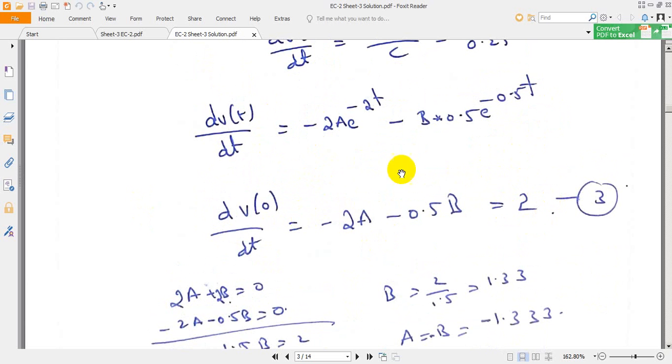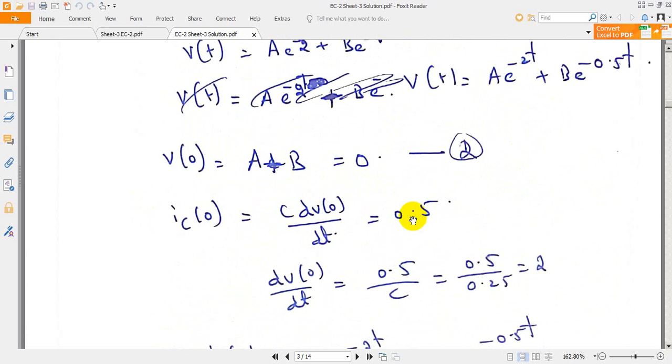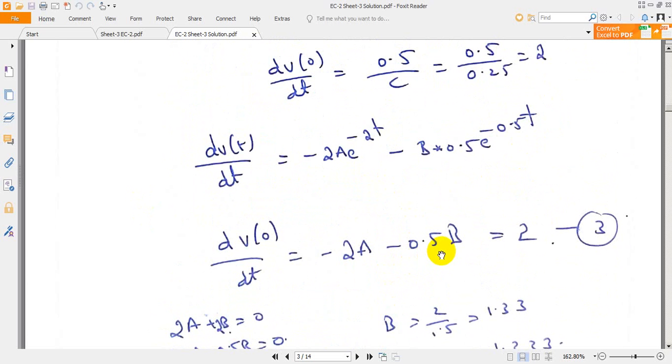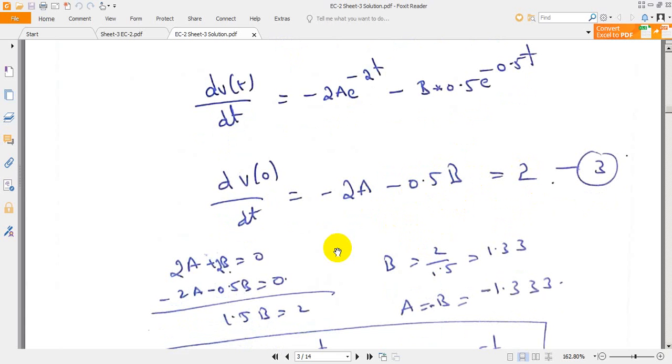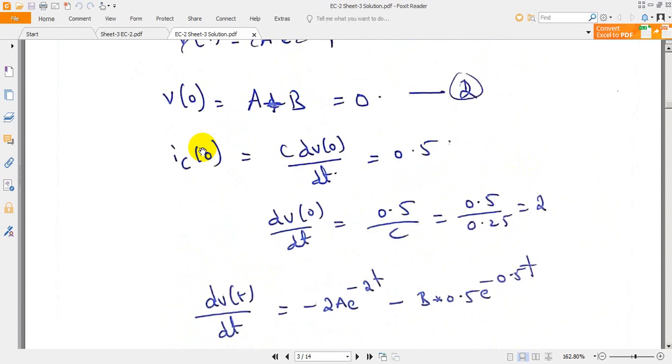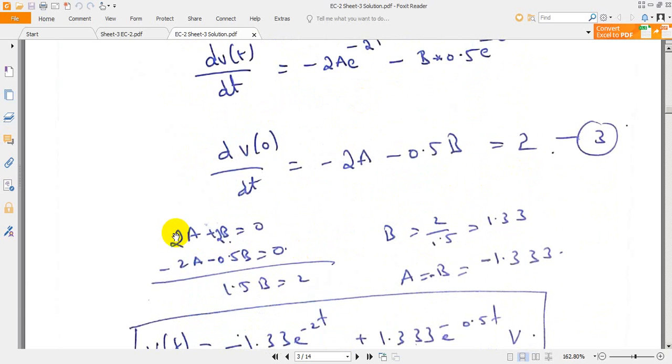So we got one equation, A plus B is equal to 0, and another equation, minus 2A minus 0.5B is equal to 2. When we solve these two equations, I can write A plus B is equal to 0 as 2A plus 2B is equal to 0, and if you simplify, you will get 1.5B is equal to 2, or B is 1.33. And as A plus B is equal to 0, A is equal to minus B, so A is minus 1.333.